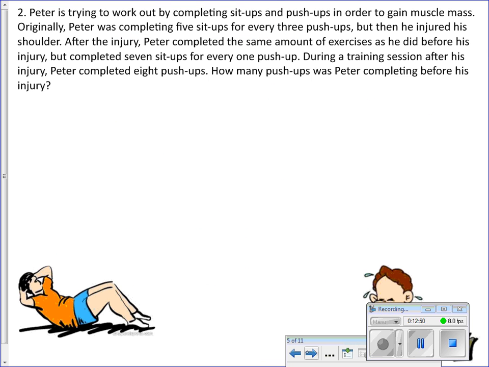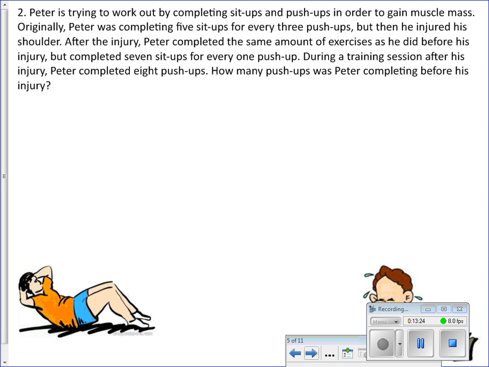All right, let's try. Peter is trying to work out by completing sit-ups and push-ups in order to gain muscle mass. Originally, Peter was completing 5 sit-ups for every 3 push-ups. But then he injured his shoulder. After the injury, Peter completed the same amount of exercises as he did before his injury, but completed 7 sit-ups for every 1 push-up. During a training session after his injury, Peter completed 8 push-ups. How many push-ups was Peter completing before his injury?